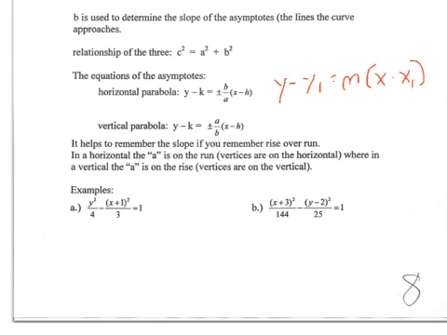m is going to be either plus or minus b over a for a horizontal hyperbola, or plus or minus a over b for a vertical hyperbola. And the center is the h comma k. That's your point x1, y1. Again, this will be a little bit easier to understand when we actually start graphing the hyperbola. So let's go ahead and do that.